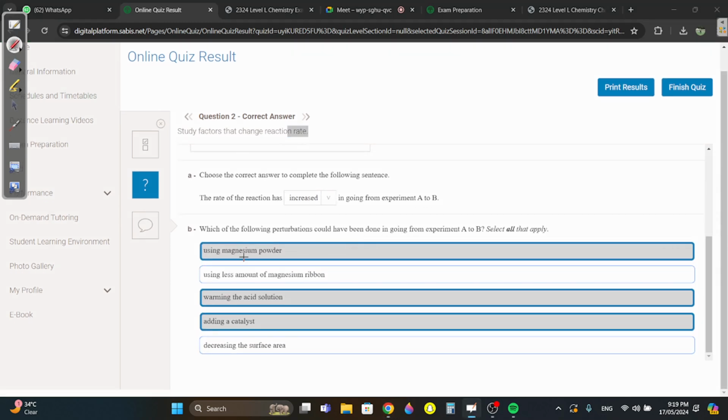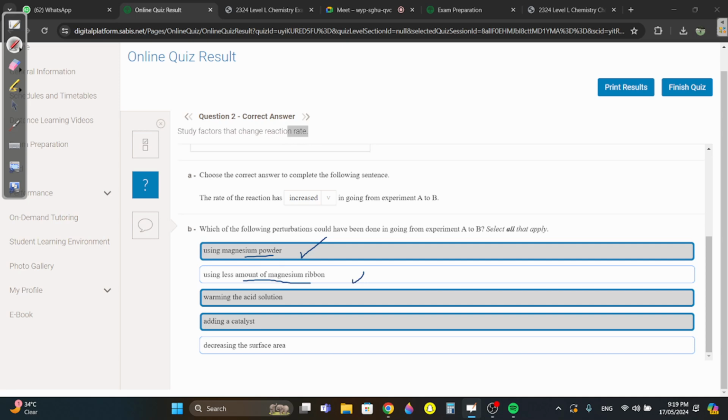Could we have used magnesium powder? Yes. Magnesium powder means we increased the surface area, because it was magnesium blocks. If you cut them up into smaller pieces, there would be a larger surface area. I know it might sound confusing. It's smaller, so how is there larger surface area? That's how it goes. The more pieces you have, the more surface area there is.